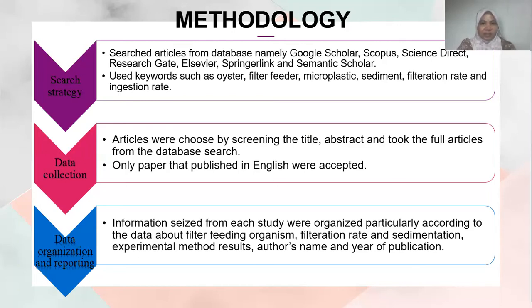So next is data collection. Articles are chosen by screening the title, abstract, and then the full article from the database search. Only papers that were published in English were accepted. And lastly, data organization and reporting. Information from each study was organized particularly according to the data about filter feeding organism, filtration rate and sedimentation, experimental method, result, author name and year of publication.